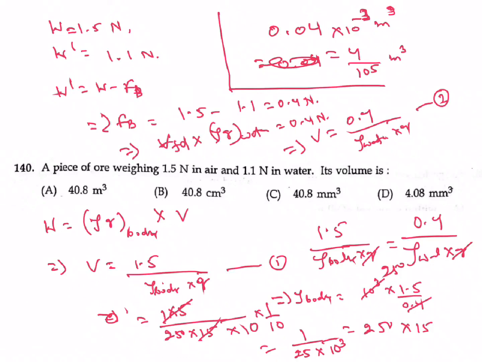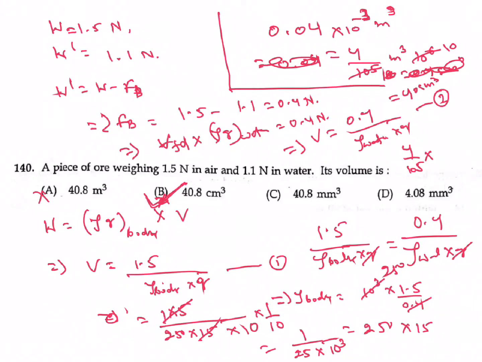So in meter cube, A is not possible. Then centimeter cube, 100 cube is 10 to the power 6, so it is 0.4 centimeter cube. So that option is also not possible. Then go for mm. Here it's 40 centimeter cube. 40 centimeter cube, B is your correct answer.